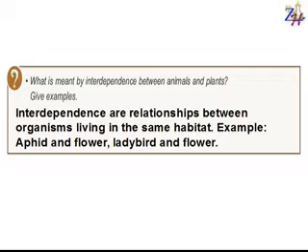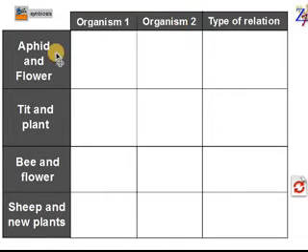They have to be living together, they have to be interacting together. For example, an aphid and a flower, ladybird and flower, etc. Now, if we want to explain the relationships between different organisms, we are going to take these examples from the book.